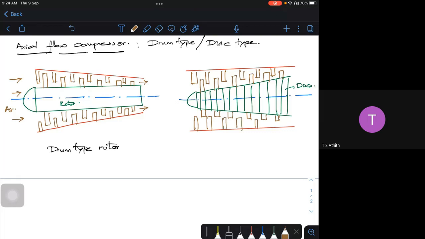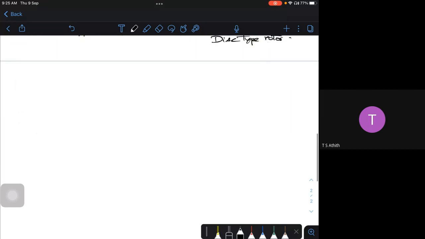What I am showing is just a rough sketch of it, and air will be entering here. This is your air inlet. This type is an axial flow compressor. They are all axial flow compressors, with the stator arrangement. Now, one important thing: if you go for a centrifugal compressor, the whole arrangement will be something like this. This is about the axial flow compressor.